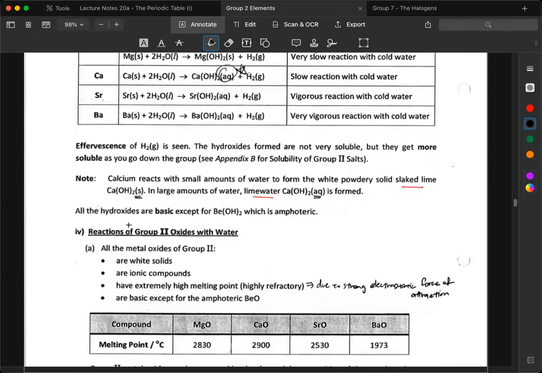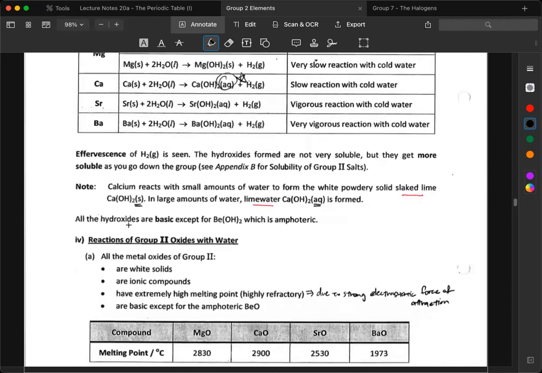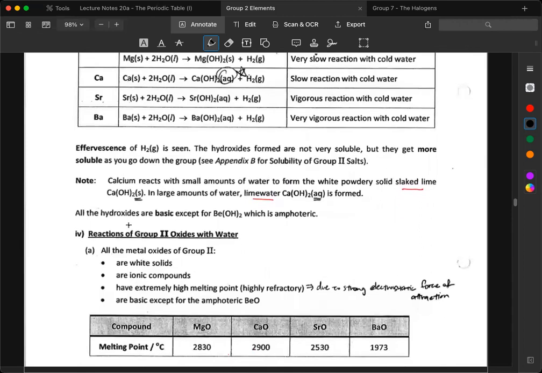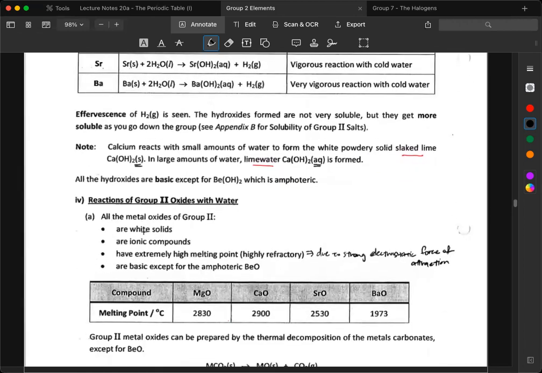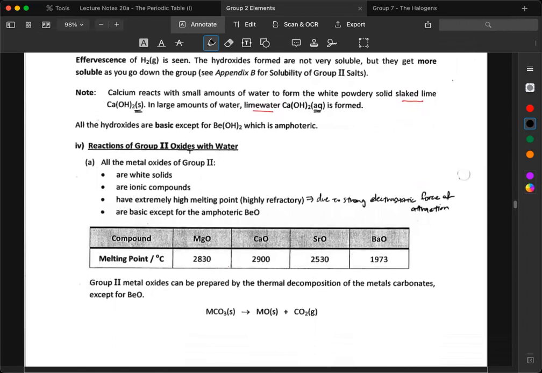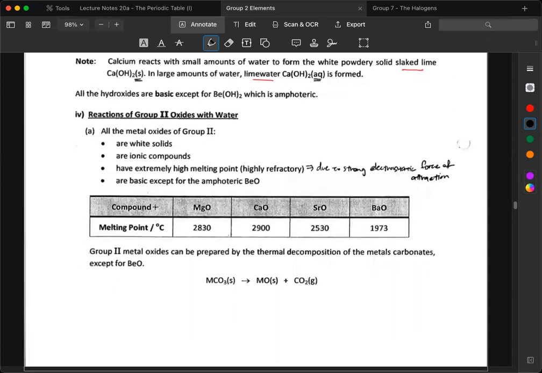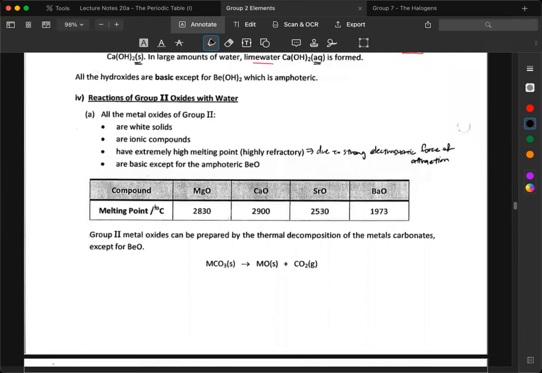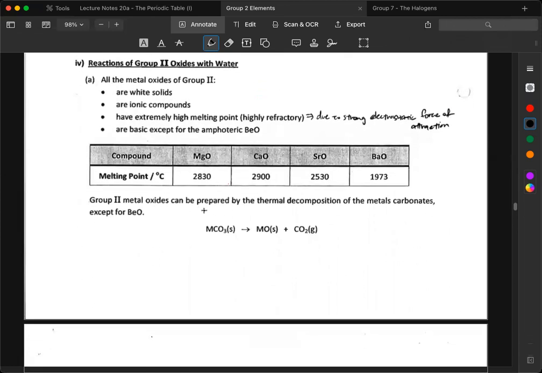Hydroxides are basically basic, except for beryllium hydroxide, which is amphoteric. All right, that's why it's not listed here. It's also another amphoteric hydroxide other than aluminum, lead, and zinc. Now, the oxides of group 2 are white solids, ionic compounds, and have high melting points. Okay, except for the amphoteric beryllium oxide. And group 2 metal oxides can be prepared by thermal decomposition of the metal carbonate, except for beryllium oxide. That is an exceptional case.